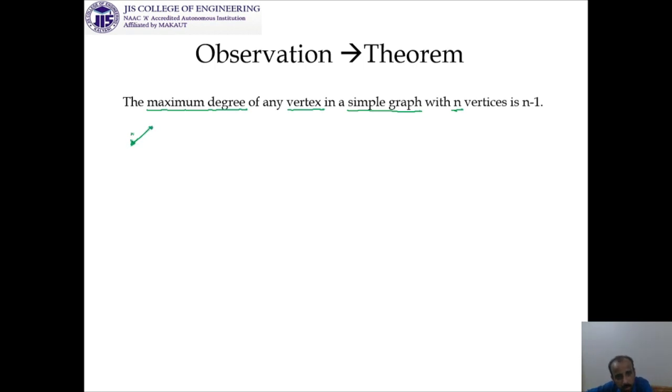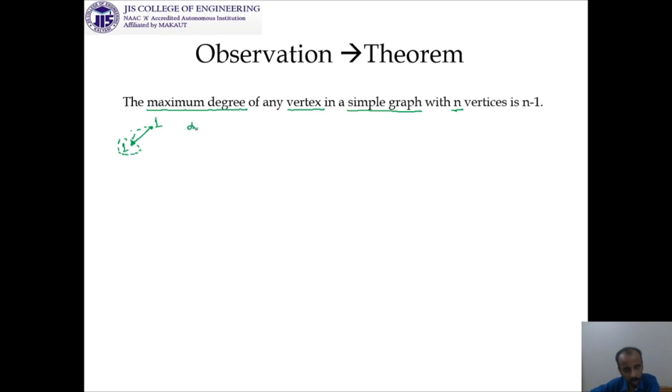If I want to join some parallel line over here, it is not going to be simple. The degree will be increased. If I want to join some self loop over here, then obviously the degree will be increased, but it will not be simple. If I want to keep it simple, the degree of this vertex is 1, the degree of this vertex is also 1. Clear?